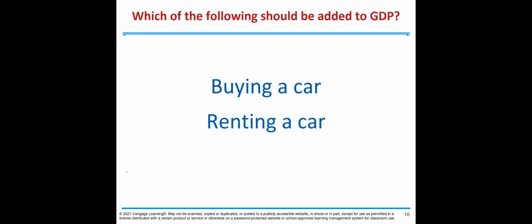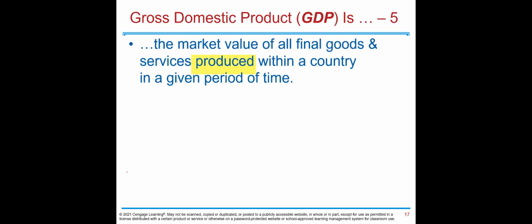So let's see this example. Which of the following should be added to GDP? Buying a car, renting a car? The answer is both. Renting a car is a service, buying a car is a good, so goods and services are included in the GDP.